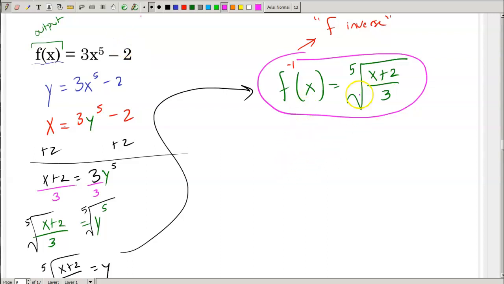So if I have 94, and I plug it right back into this inverse function, I'd have 94 plus 2, which is 96, divided by 3, which is back to 32, and then I take a 5th root of 32, and that would get me right back to where I started, which is 2. So that's the procedure you can use when you have an equation and you want to figure out the inverse of that equation.